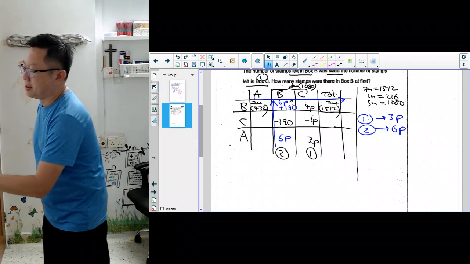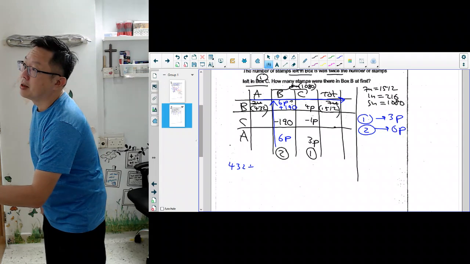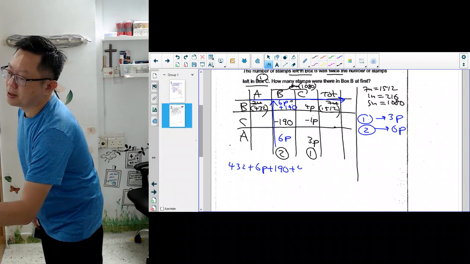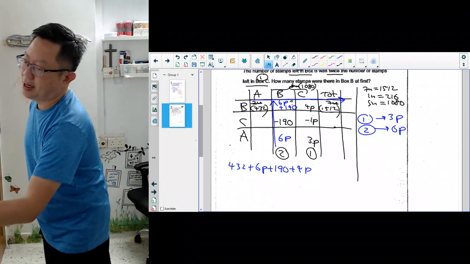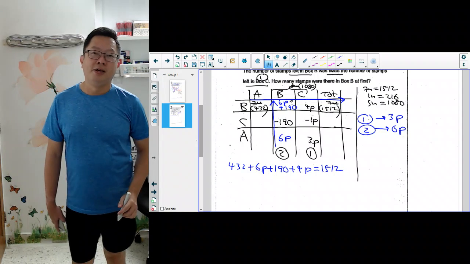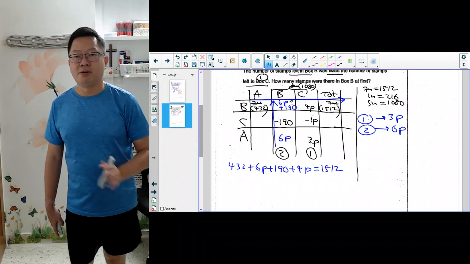So let me write over here. Box A is 432, box B is 6 parts and 190, and box C is 4 parts at first. Add them all together, you will get 1512. That's how you create your statements from the table.